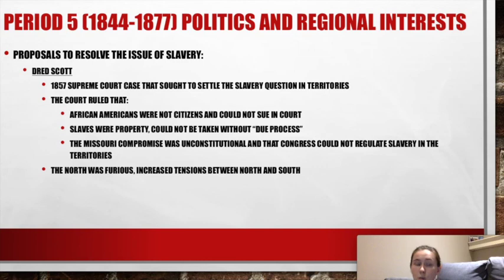So the Supreme Court during the Dred Scott case is going to come forth with a decision that is definitely pro-slavery, and this is going to make many Northerners very upset, and is going to increase the tensions between the North's pro-abolition stance and the South's pro-slavery stance, going to lead to even more tensions.